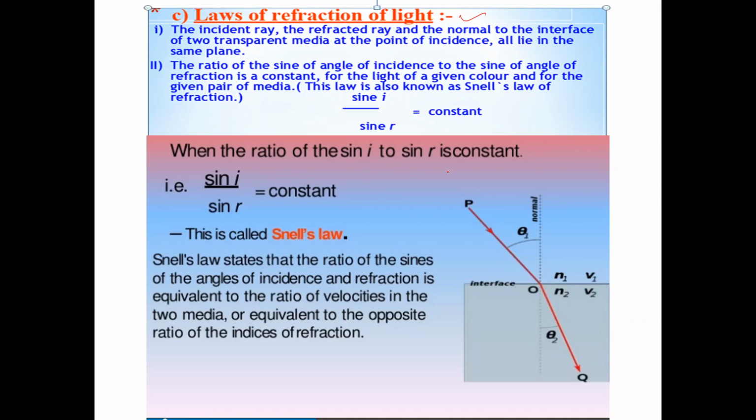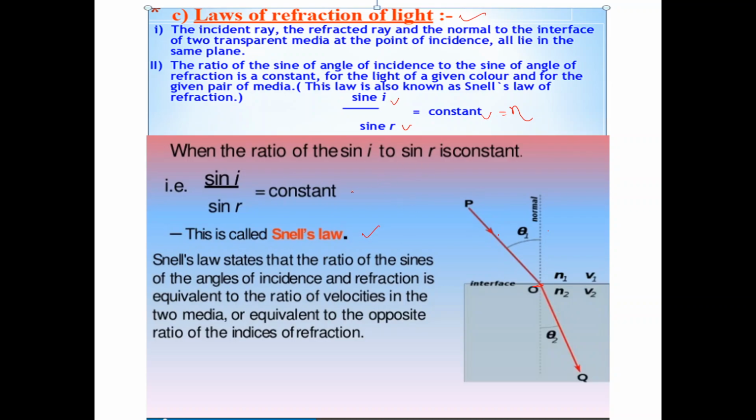First law is that the incident ray, normal and the refracted ray lie on the same plane at the point of incidence. Now there is some relationship between angle I and angle R. Here you have seen angle I is never equal to angle R, but still how are they related? The ratio of sin I upon sin R is constant. This constant is called the refractive index and it is denoted by N. This law is called Snell's law.